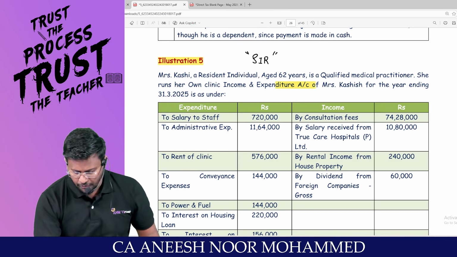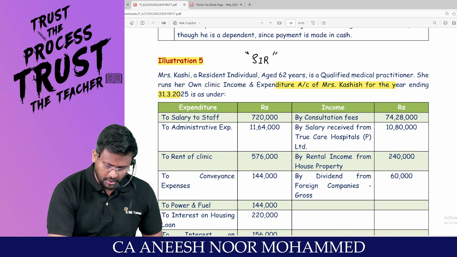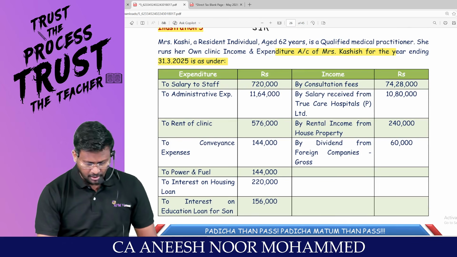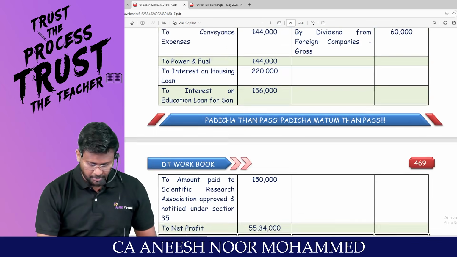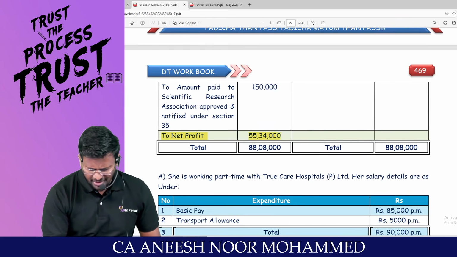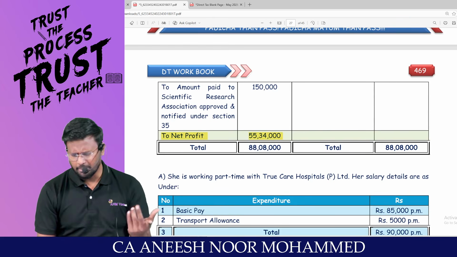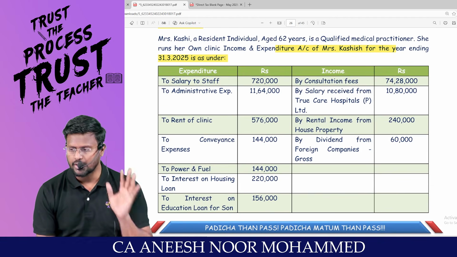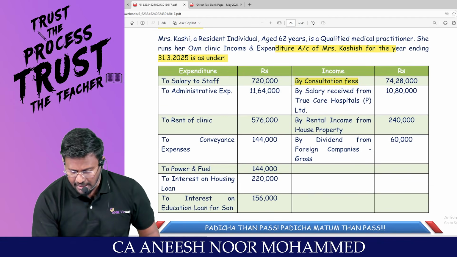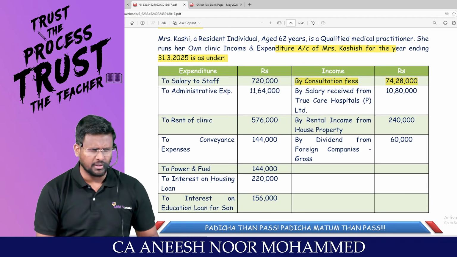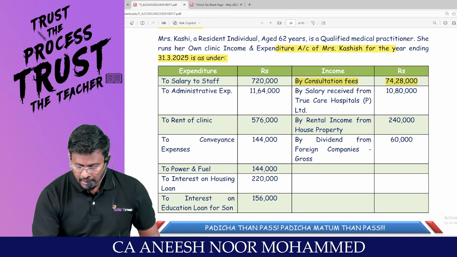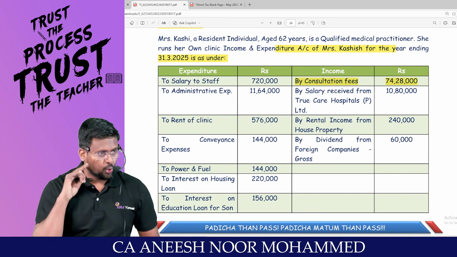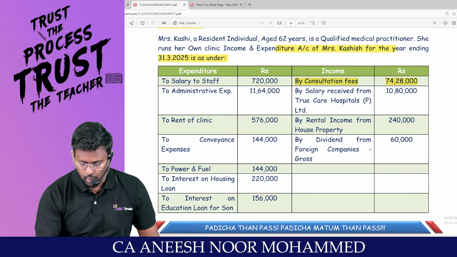Income and expenditure of Mrs. Kasi for the year ended 31/3/2025 is as under. That means income and expenditure has been given. So net profit, income and expenditure, excess of income over expenditure, whatever it may be, 55,34,000. This will contain impurities, my dear lovable students. By consultation fee, 74,28,000. Direct income, it exceeds 50 lakh. So no presumptive taxation issue.